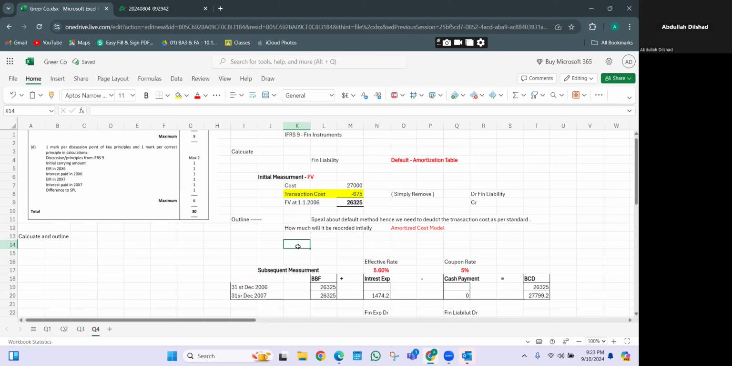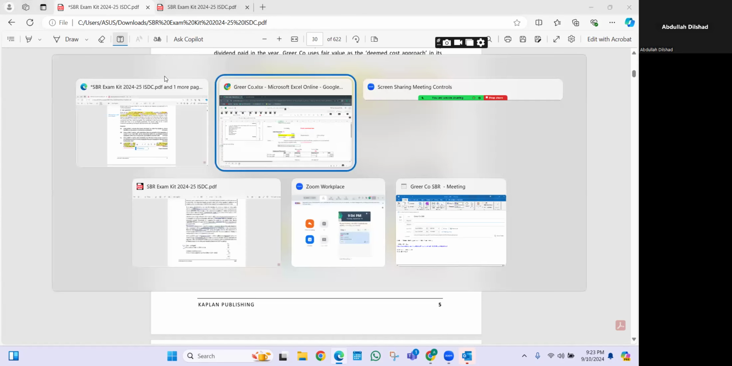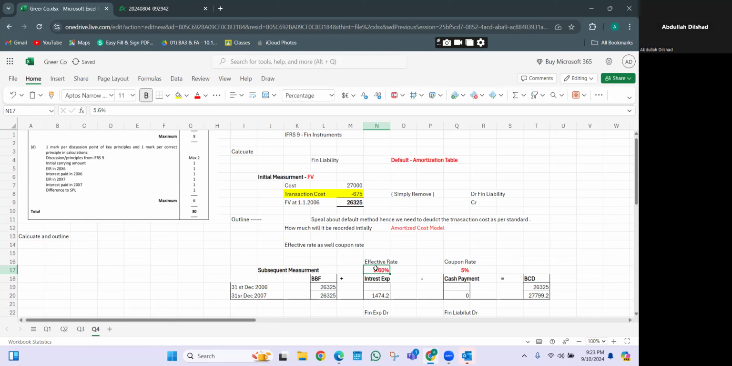try to speak on what would be the effective rate, as well as the coupon rate, right? Try to speak on that as well. You all know, we are restricted on news in order to find out the interest expense.